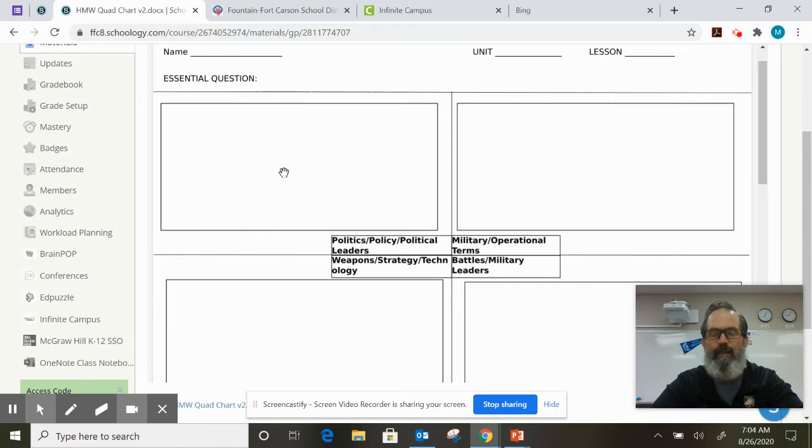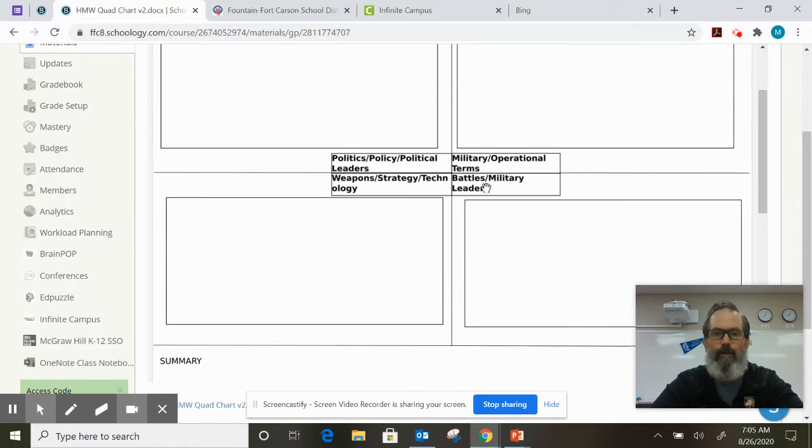In the upper left, anything in that lecture that has to do with politics, national leaders, or national policy, you'll write in that part. Military and operational terms, you'll write in the upper right-hand quadrant. Lower left-hand quadrant, weapons, strategy, and technology, which is really the development or introduction of new weapons. And in the lower right, battles, specific battles, dates, and military leaders from those battles.